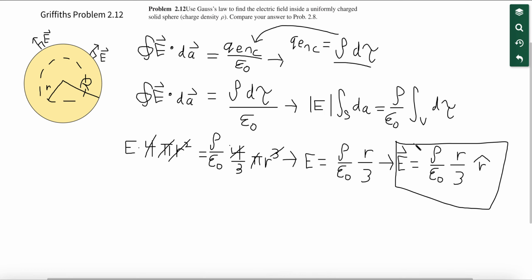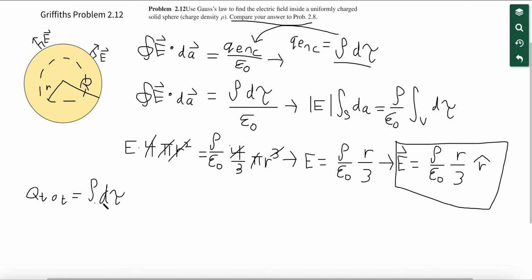Now, we mostly solved the problem, but now we have to compare our answer to 2.8, right? And to do that, we have to do the following. 2.8 puts their answer in terms of total charge, right? And we have our answer in charge density. So we're going to have to remedy the two. We know that the total charge is equal to rho times the volume element.